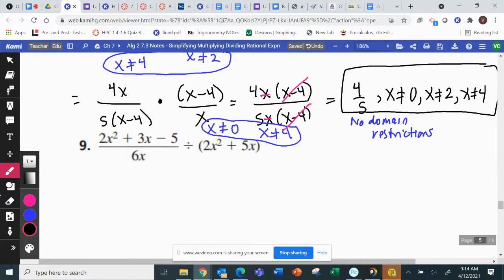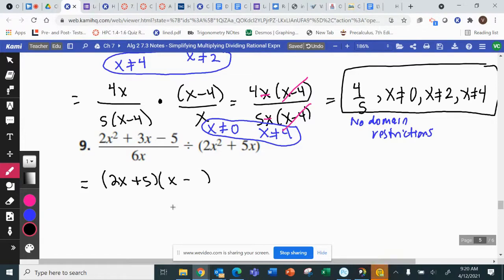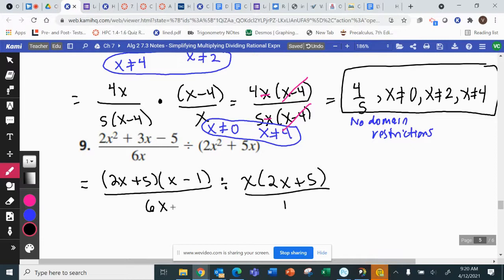So work on the next one. I'm going to pause this video. Work on the next one. So our first step is to factor, and I was helping somebody factor on the board over there, so I already got it factored. 2x plus 5 times x minus 1. On the bottom, I've got 6 times x divided by, I'm going to factor an x multiplied by 2x plus 5 over 1.